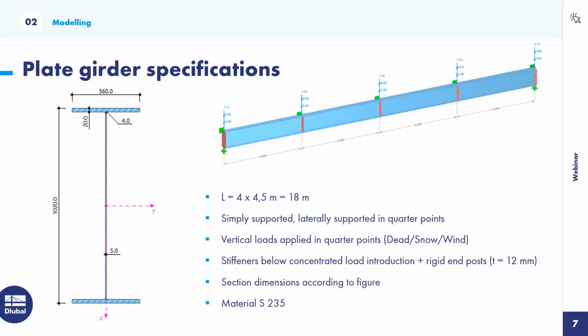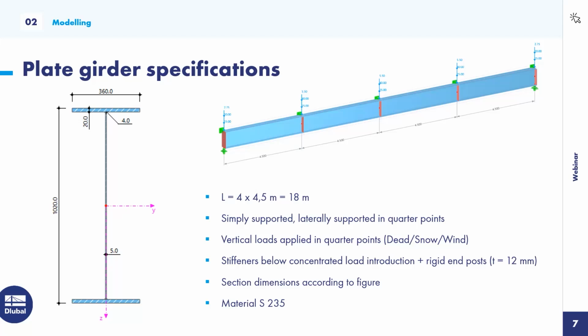To avoid local instabilities at those load introduction points, we place stiffeners below them, and we should also take care that the end posts or the end stiffeners are detailed as rigid end posts, so they can anchor back the membrane forces and avoid excessive deformations of the external shear panels.